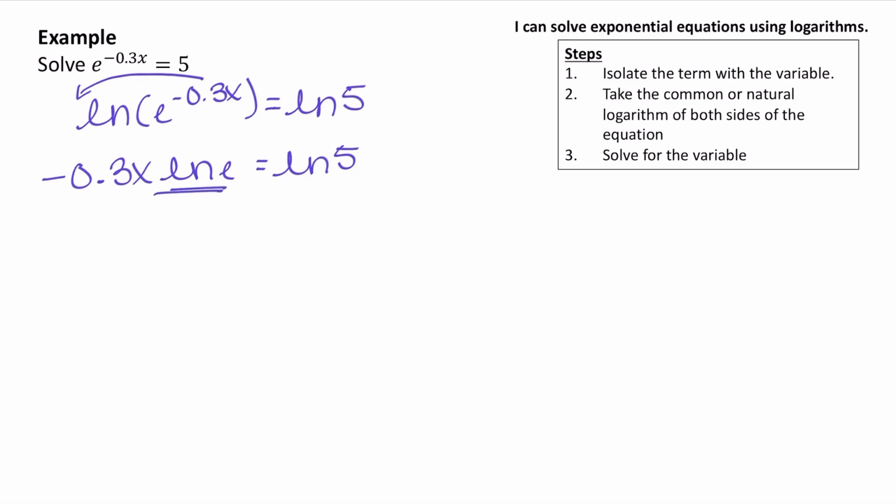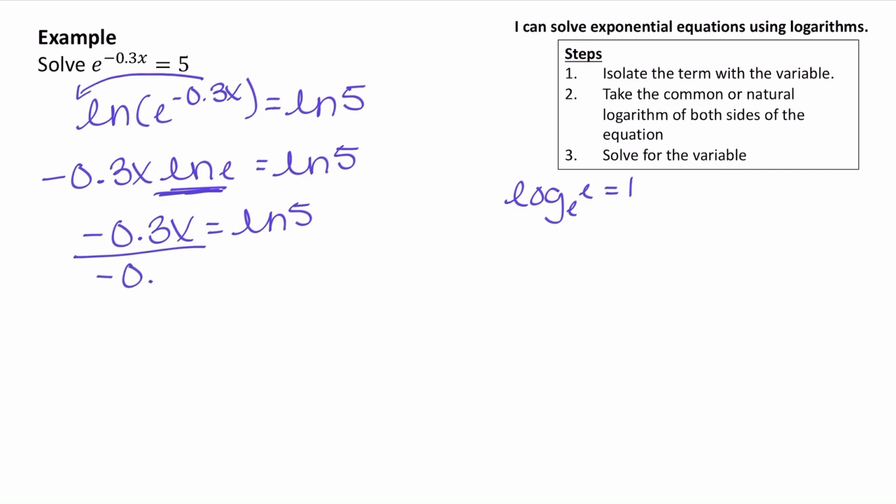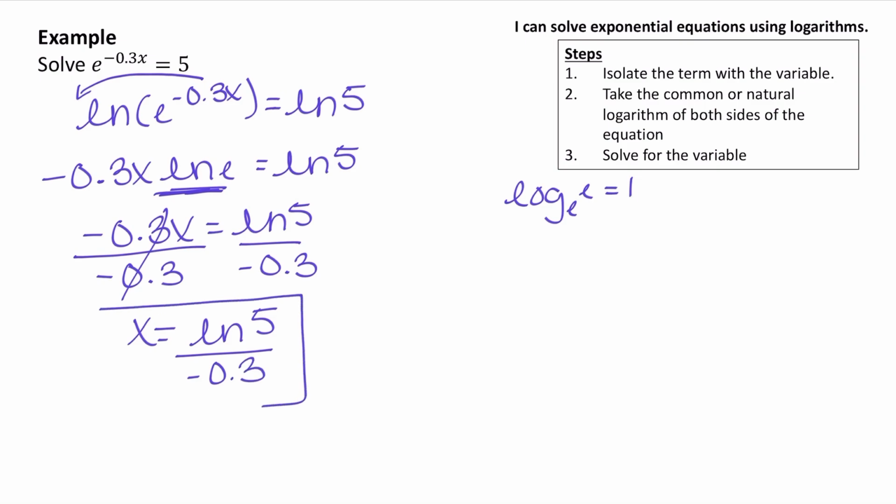Well, if you remember from the day we talked about properties, the natural log of e is just 1, right? Because this is one of those situations where you have log base e of e, and so that equals 1. So that will all cancel itself out. So I have negative 0.3x equals the natural log of 5. So what I need to do now to solve for x is just divide both sides by negative 0.3. So when I do that, I get x equals natural log of 5 over negative 0.3. So that's going to be my exact solution.